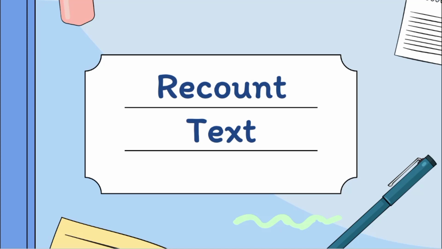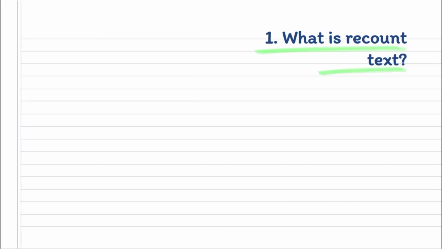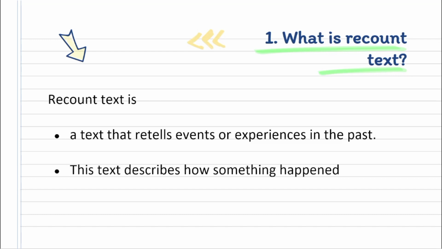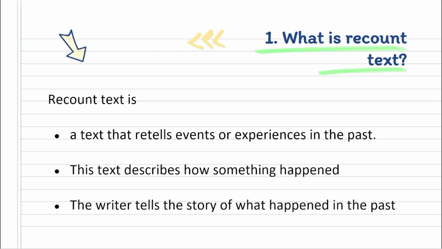In today's lesson, we're going to talk about recount text. What is recount text? Recount text is a text that retells events or experiences in the past. This text describes how something happened. The writer tells the story of what happened in the past. So, this is about event or experience in the past.